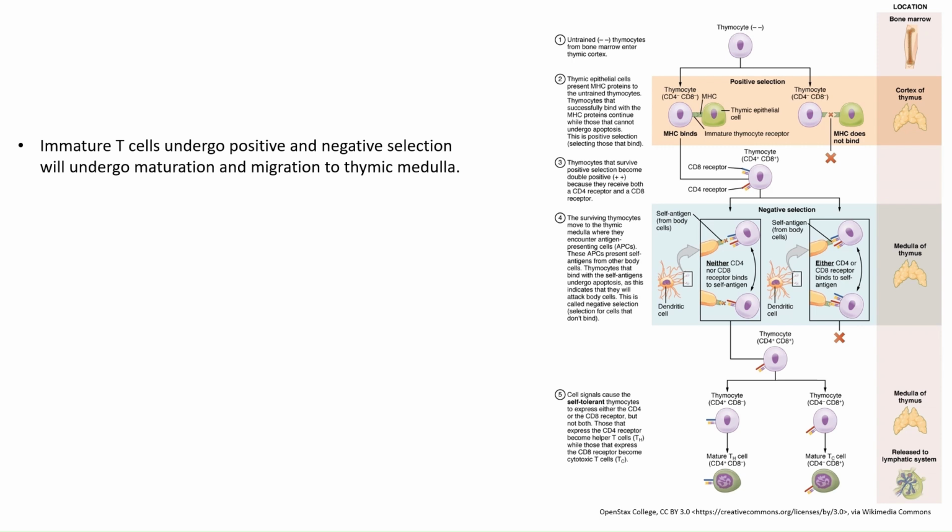The thymus is the site of maturation, but all the cells are formed or developed in the bone marrow only. B cells and other cells mature inside the bone marrow. But T cells, after developing in the bone marrow, migrate towards the thymus and undergo maturation. In the bone marrow, they are thymocytes. Thymocyte means CD4 minus, CD8 minus. That means double negative. No CD4, no CD8.